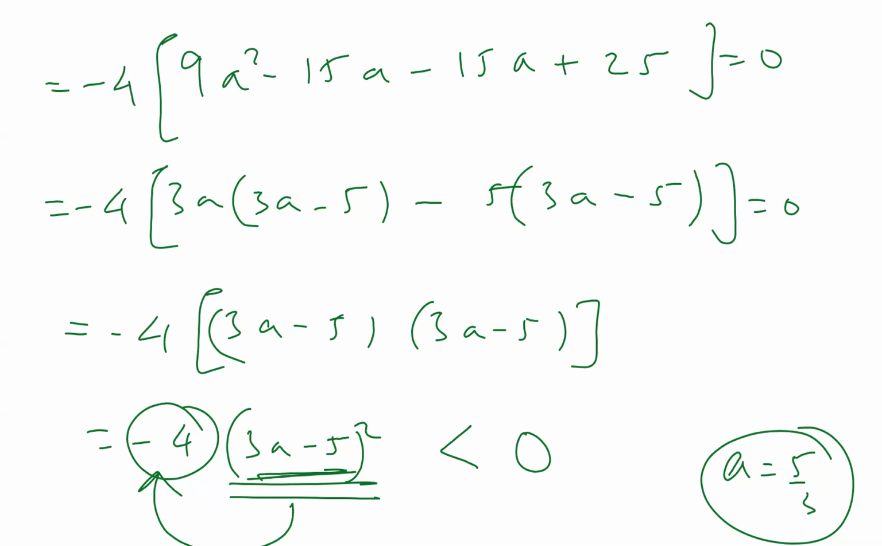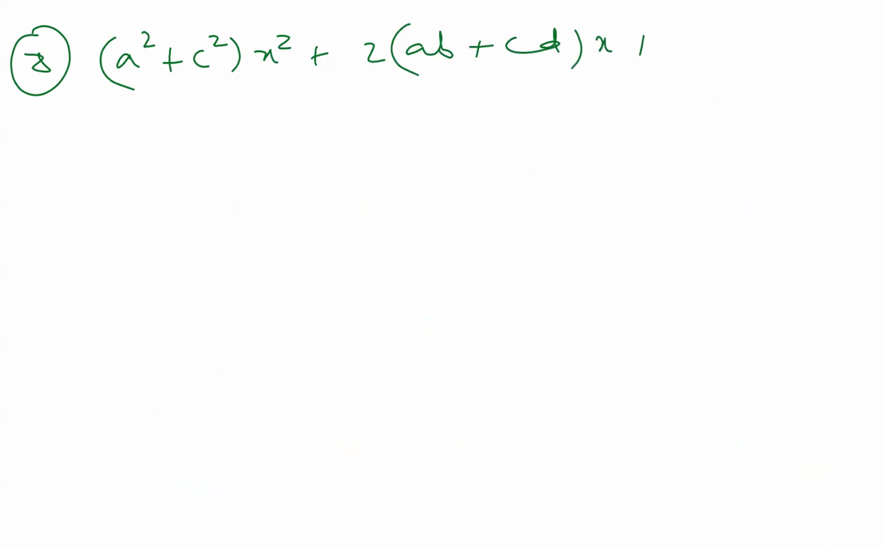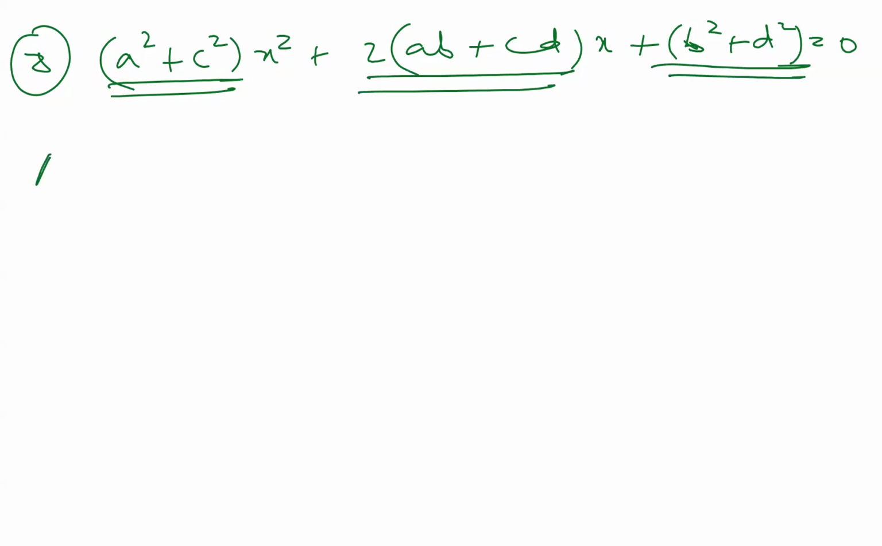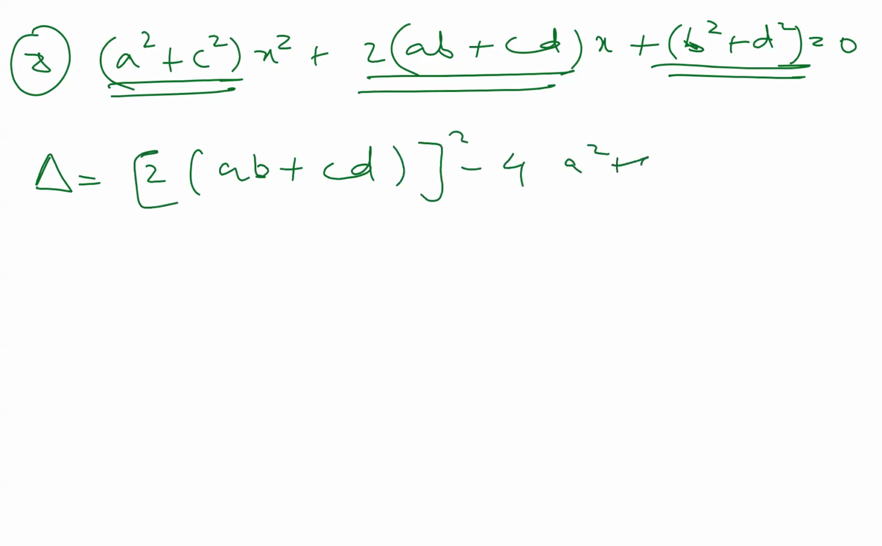Let's go to question number 8. (a square plus c square) x square plus 2(ab plus cd) x plus (b square plus d square) equal to 0. This is a, this is b, and this is c. So delta is b square minus 4ac.